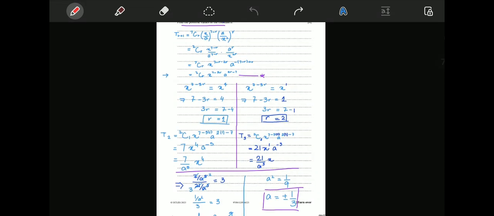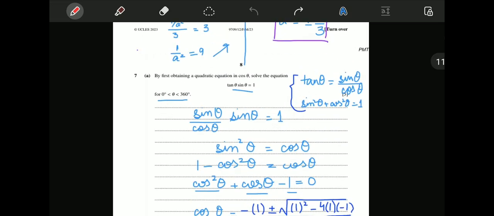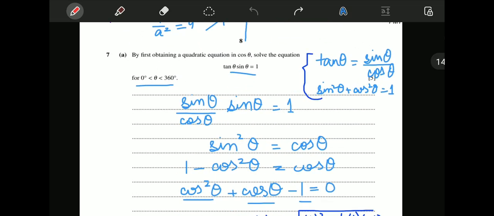Okay, so question 7 now. By obtaining a quadratic equation in cos theta, solve the equation. So see, tan theta into sin theta is equal to 1. So first we can substitute tan theta equals sin theta over cos theta. This is what we have done. Then the cos theta in the denominator can be multiplied on the right hand side. So this form of equation is obtained.